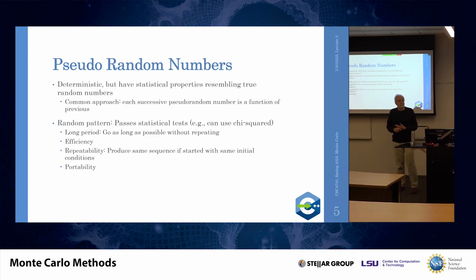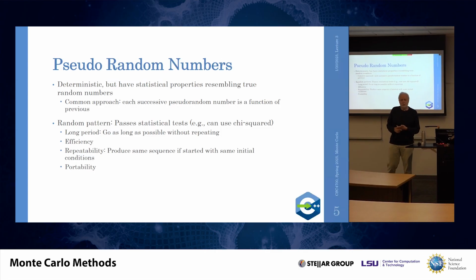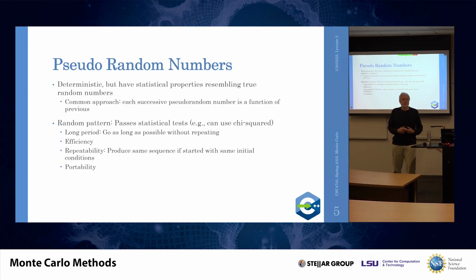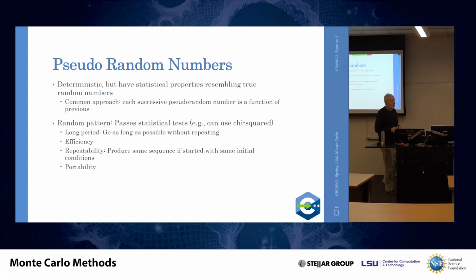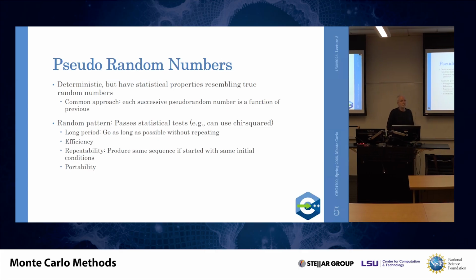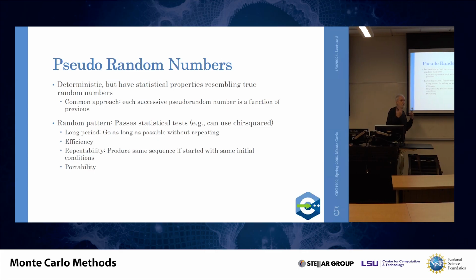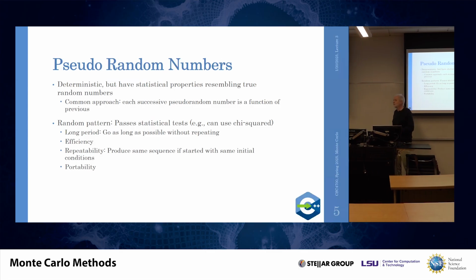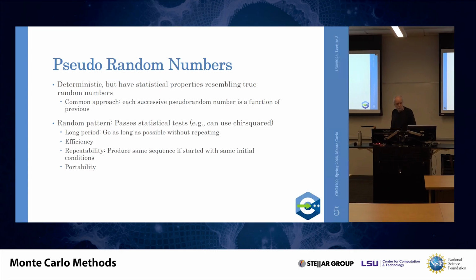It has to be repeatable if you want, just for testing purposes, for reproducibility, so you can diagnose problems or things like that. On the other hand, you want to be able to generate different numbers each time you run it. So you want to have the choice to do either. And last but not least, these random number generators should be portable so that you can get the same results when you run it on a Mac or on Windows or on Linux or on other systems.